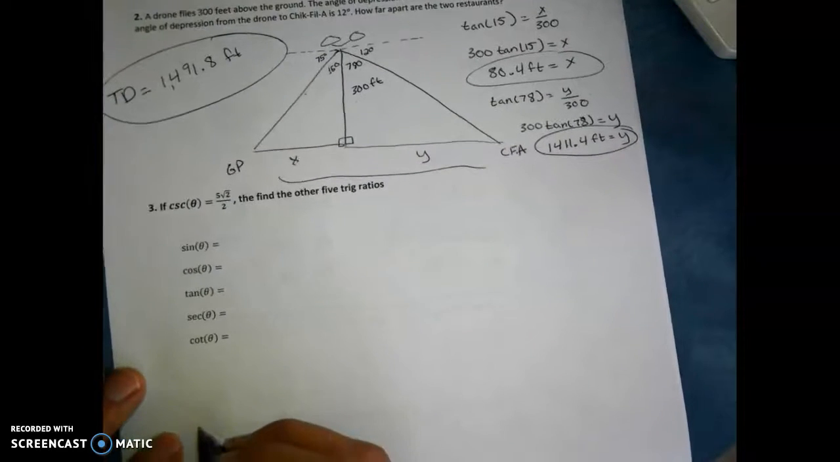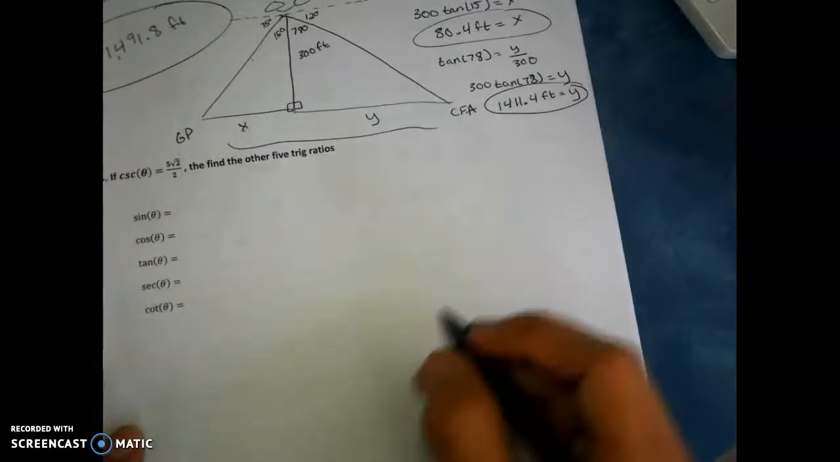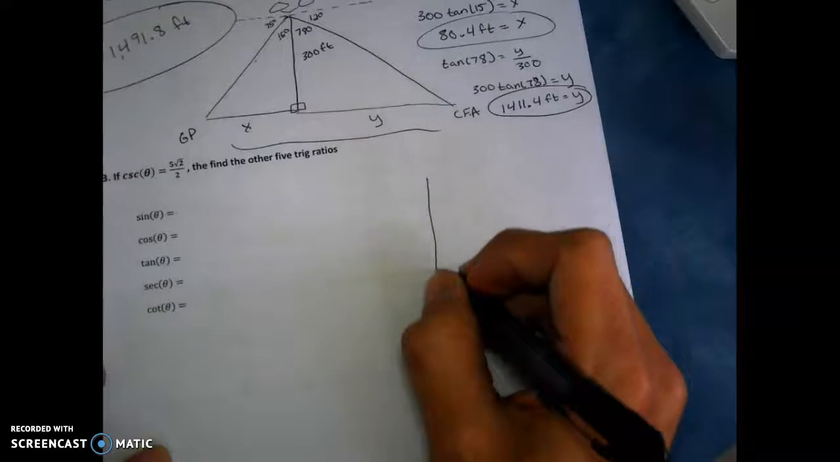Okay, next one, we want to find all these trig ratios. So the first thing I'm going to do is draw a triangle.